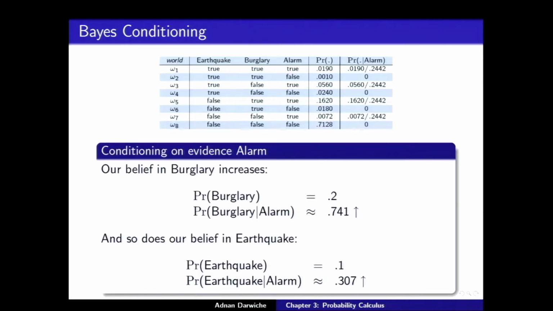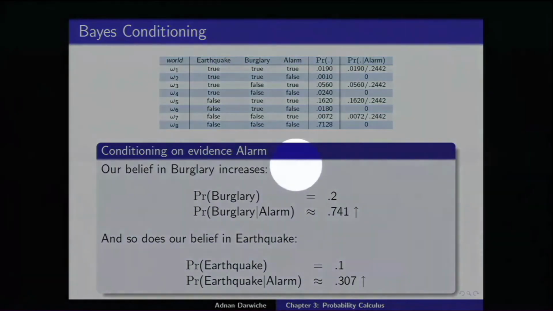Here's an example where we're conditioning on alarm. Here's the original distribution, here's the new distribution conditional on alarm. You can see the worlds that violate alarm got zeroed out and everything else was divided by 0.2442. Do you remember what that number was? That's actually the probability of alarm, right? That's the normalizing constant. Good, look what happens here. If you look at burglary before, we call that the prior belief, that was 20% or 0.2. Given that I conditioned on alarm, the probability of burglary went up to about 74%.